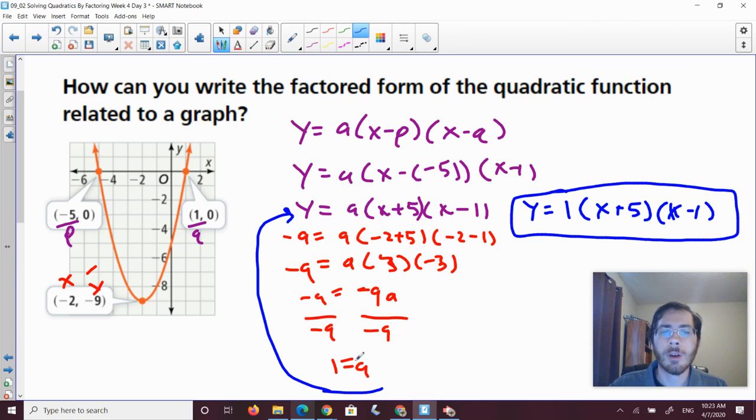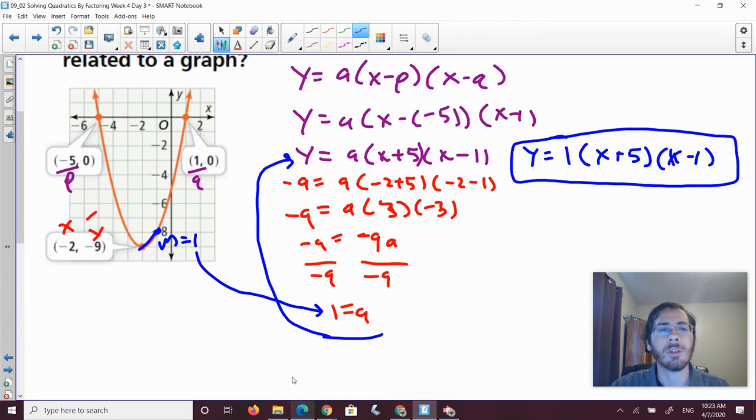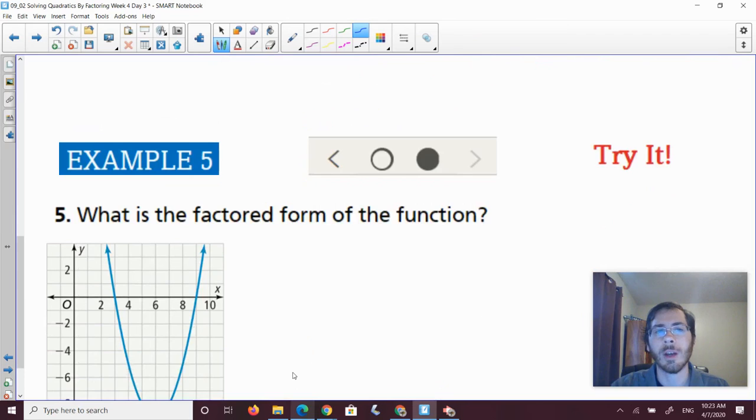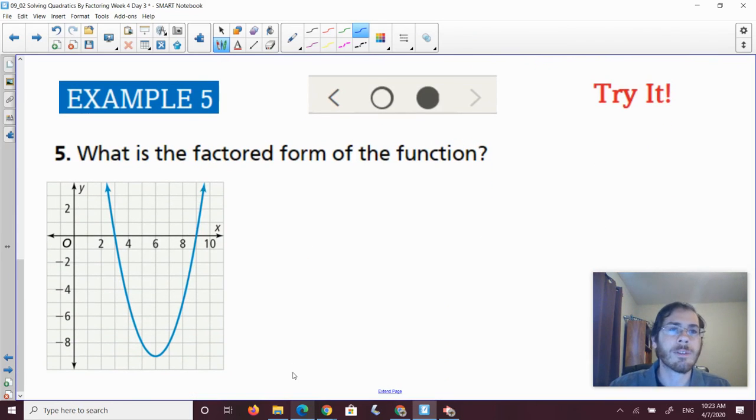Now, if we didn't want to go through all of this, there is a little trick. So if we go 1 to the right of our vertex, we find that slope. That slope should always match up with what that number is. So if you're given a graph, you don't have to go through all the algebra if you don't want to. You can kind of shortcut and use the graph to help you out. So we're going to try that for example 5.